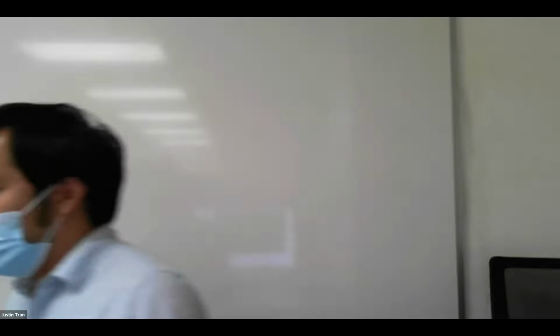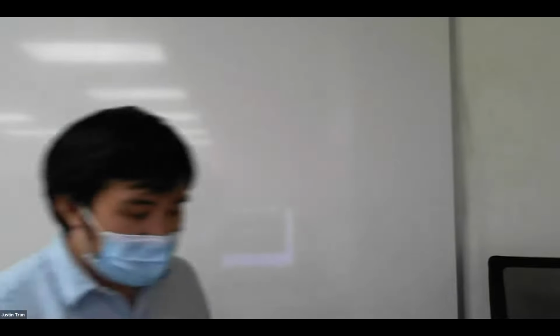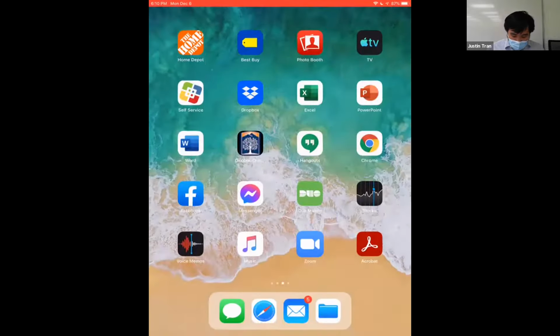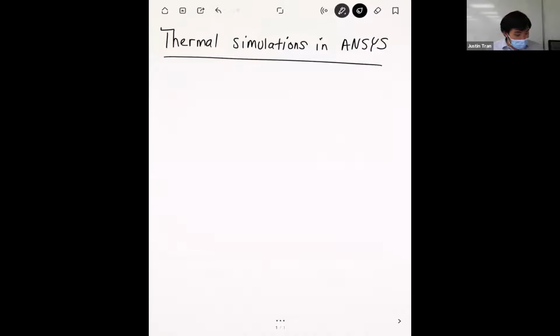Okay, so let me go ahead and stop sharing here. Bring back the good old iPad. And we're going to talk about thermal simulations in Ansys. This is almost like a completely new realm of theory. It's still finite elements, but thermal sciences is just by nature very different from structures.